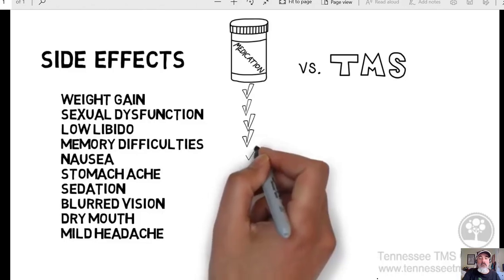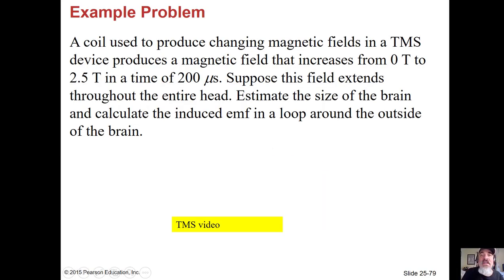Okay, so that was the gist of what TMS does. And I guess it's almost magical to me because you can stimulate parts of your brain without cutting into your brain just from having a changing magnetic field. Let's look at this example problem. A coil used to produce a changing magnetic field in a TMS device produces a magnetic field that goes from 0 to 2.5. So there's a changing magnetic field.